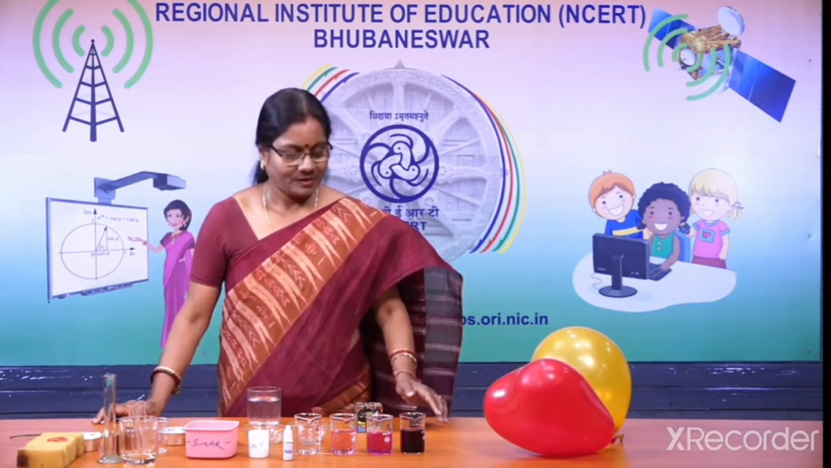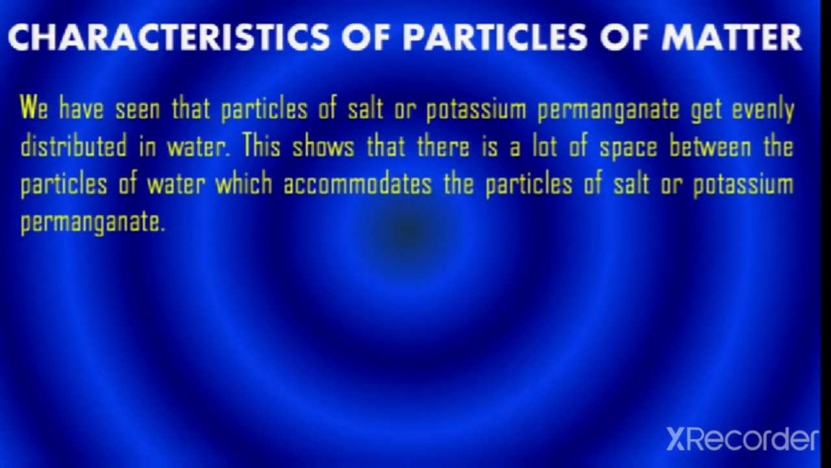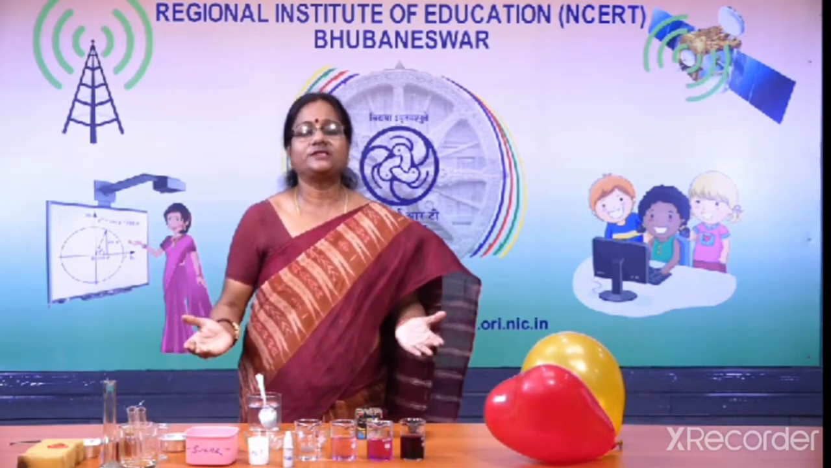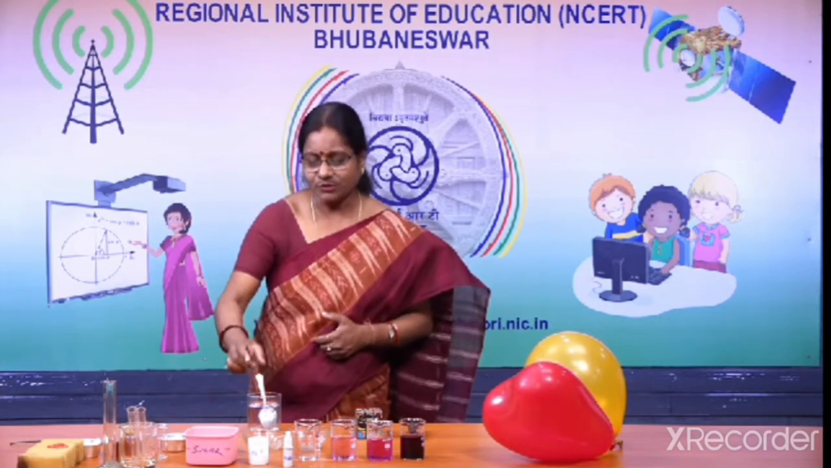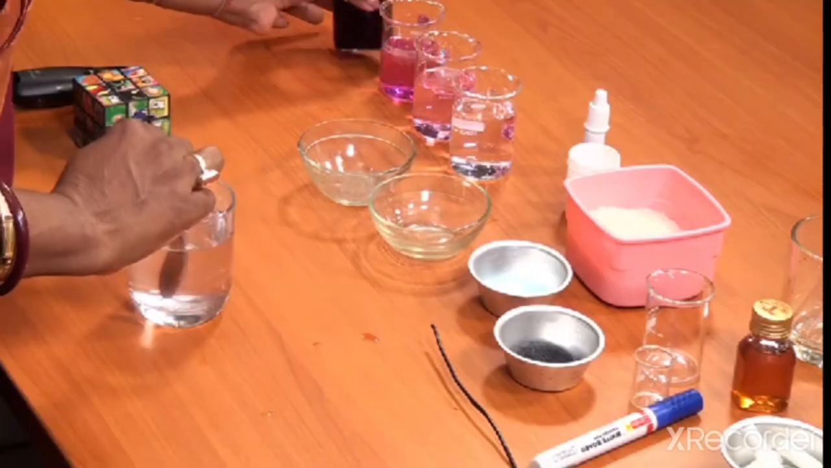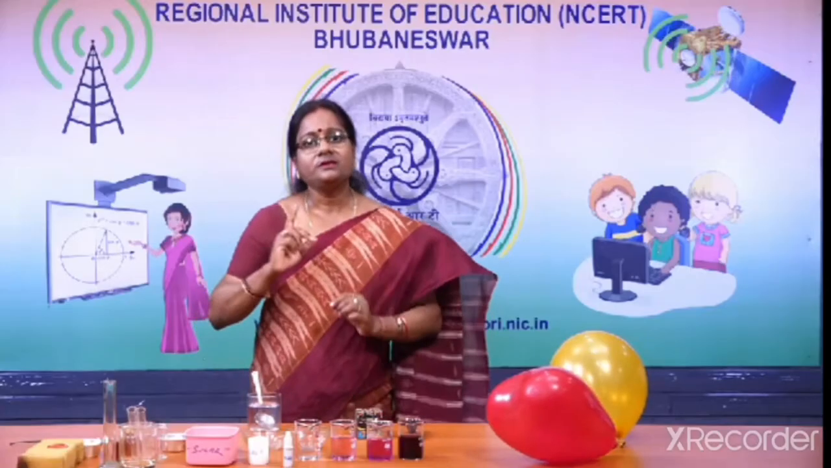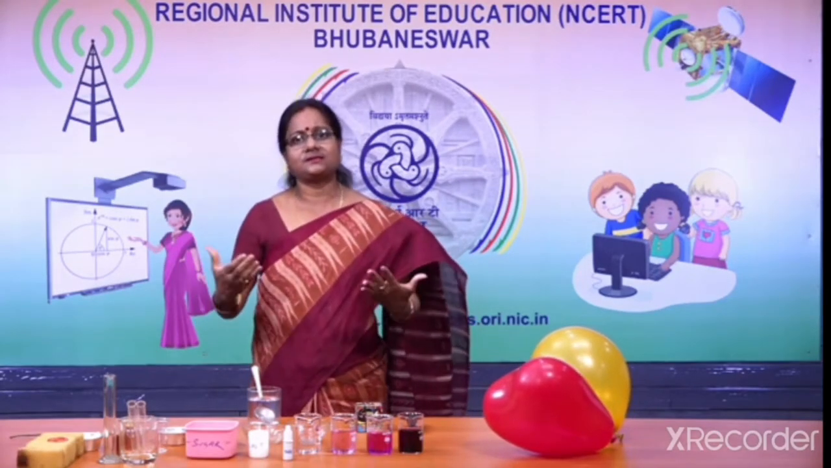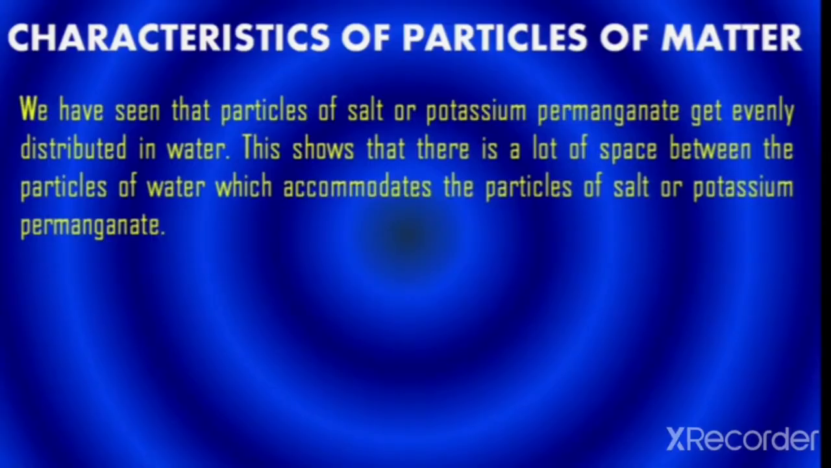Children, you have seen that in my previous activities, when I had mixed salt in water, when I have put some potassium permanganate in water, what did happen? This potassium permanganate, salt, they got evenly distributed in water. Is not it? You see, can you see the traces of salt here? Can you see the traces of potassium permanganate? No. This shows that there is a lot of space between the particles of water which accommodates particles of salt or potassium permanganate.